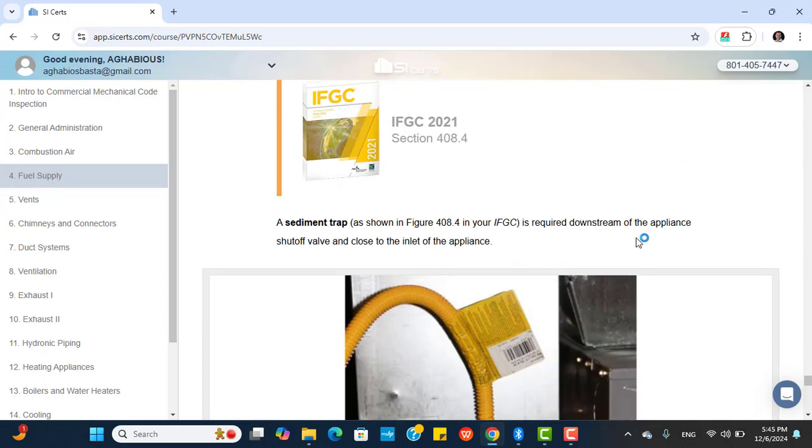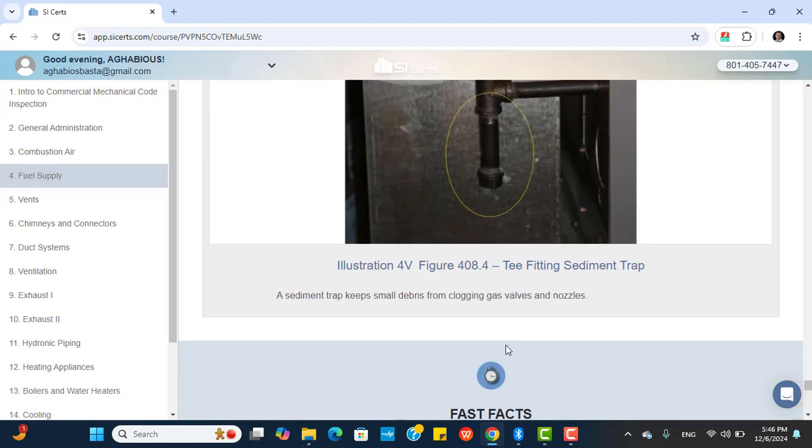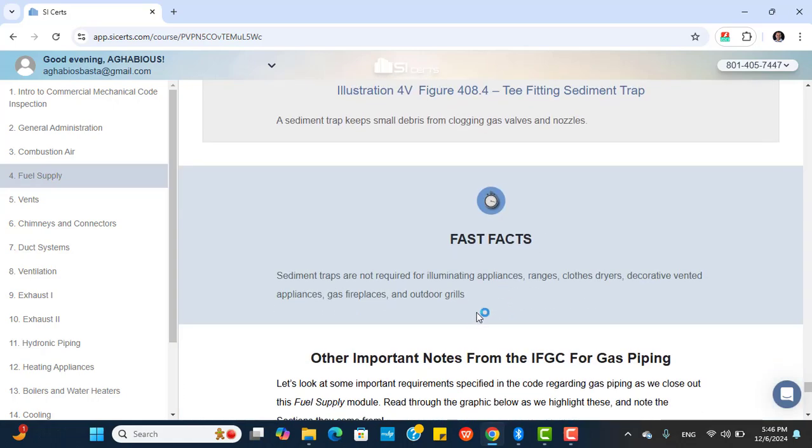Is required downstream of the appliance, shut off a valve and closed to the inlet of the appliance. Illustration 4V, Figure 408.4, T-fitting sediment trap. Sediment traps keep small debris from clogging gas valves and nozzles. Fast facts: sediment traps are not required for illuminating appliances, ranges, clothes dryers, decorative vented appliances, gas fireplaces, and outdoor grills.